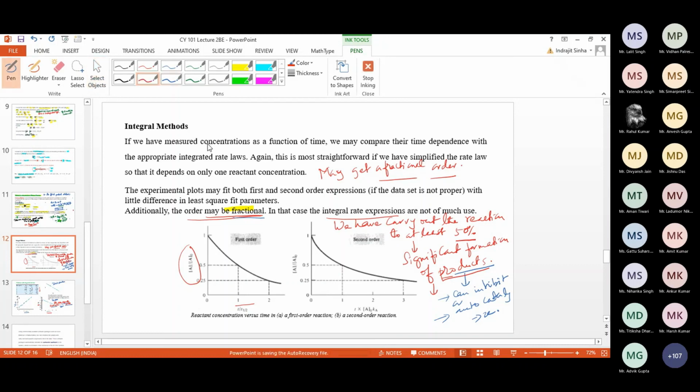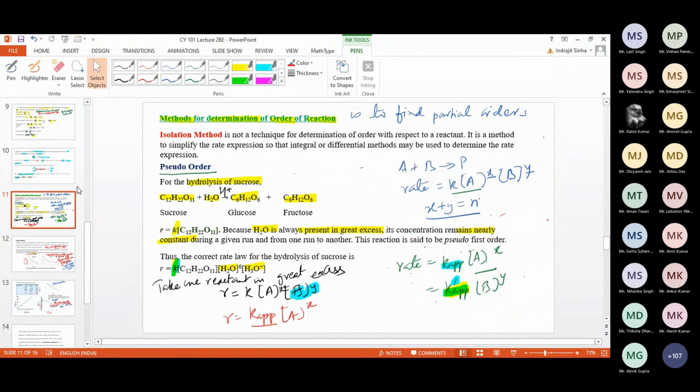All right. So we said that this is the isolation method. This is also known as the flooding method. Let me write it. So this is isolation or flooding. That is, you are flooding the situation with one reactant. There is a flood of one reactant. This is only to simplify the rate law expression.